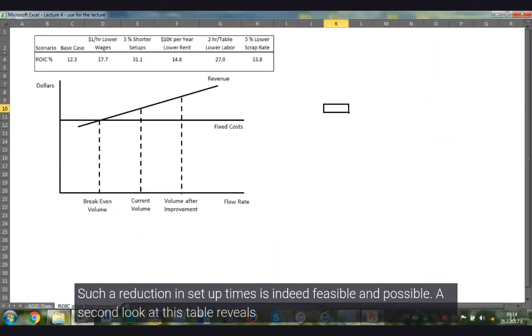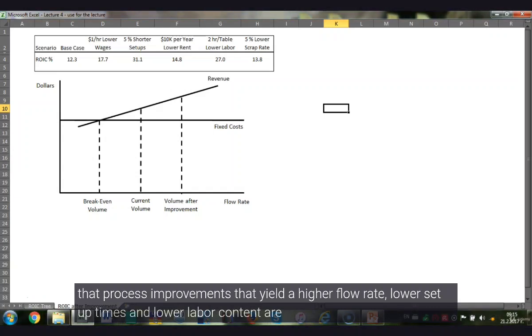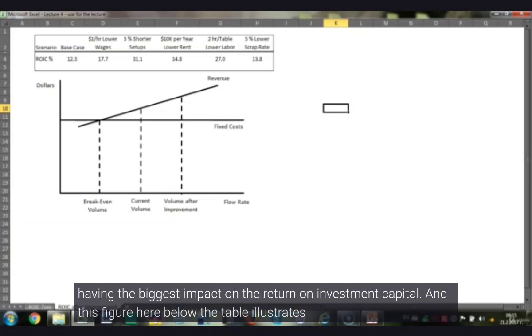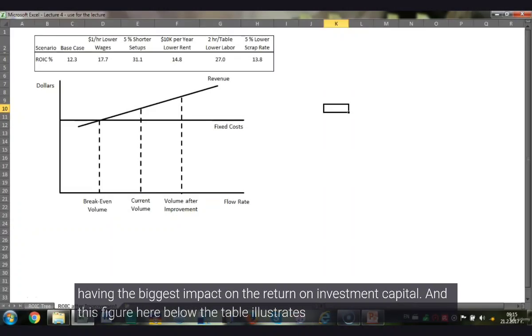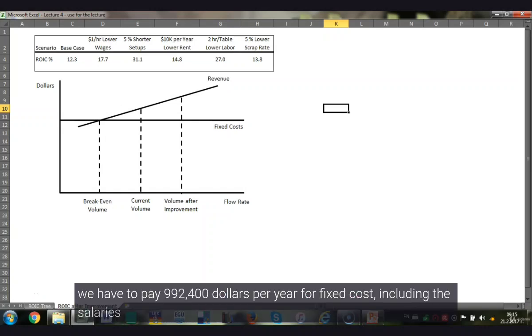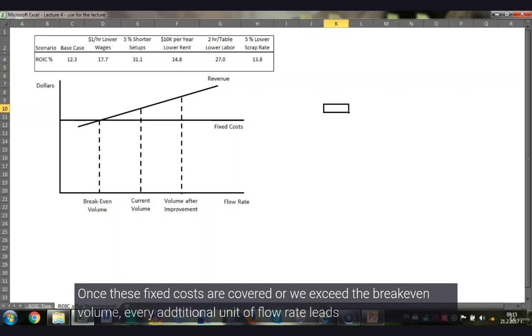A second look at this table reveals that process improvements that yield a higher flow rate, shorter setup times and lower labor content are having the biggest impact on return on investment capital. And this figure here below the table illustrates this logic. Independent of flow rate, we have to pay $992,400 per year for fixed costs, including the salaries for the cabinet makers as well as the other items discussed in previous lectures.